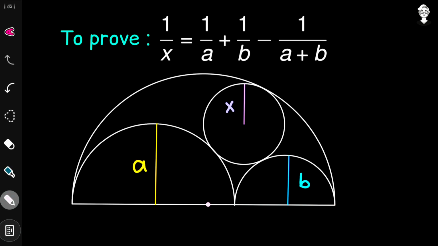Now because of this arrangement and this pattern, there is a nice relation between them. The relation is that 1 upon x would always equal 1 upon a plus 1 upon b minus 1 upon a plus b. So let us see the solution. How can we prove this?